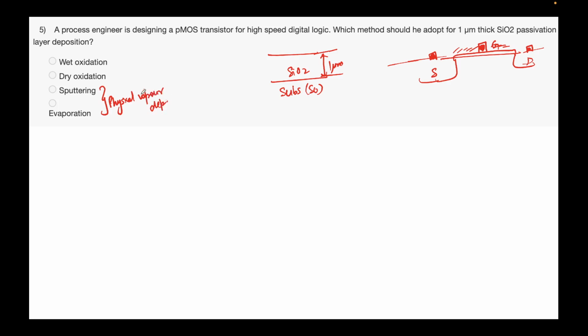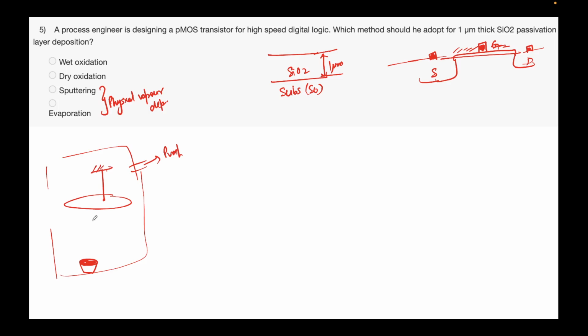What it means is physical vapor deposition. We'll come to that, but I'll just give a brief idea. Let's say you have some source in a crucible, some SiO2 is sitting, and your sample is suspended over here. This is all happening in a vacuum chamber. These are the gases that we pump out.